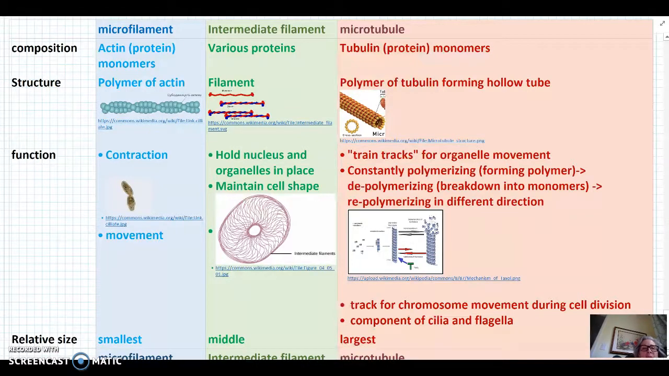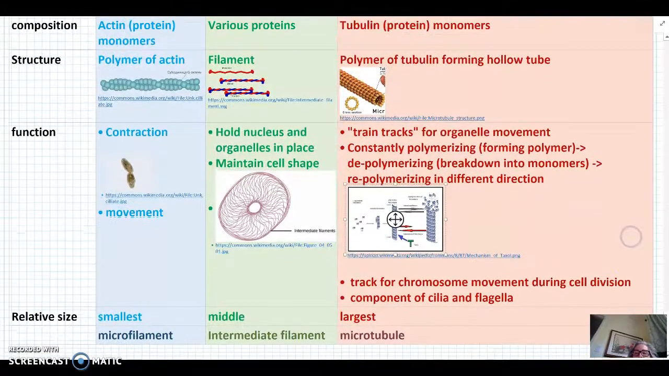These are different than the other two filaments in that they form and reform depending on what the cell needs and the direction it needs to move organelles or other things in the cell, and those are our largest portion of the cytoskeleton.